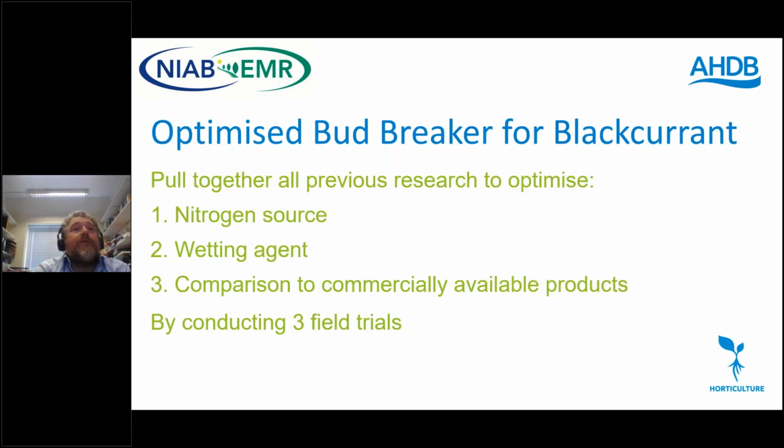Well, that's where we got to, and it was the last point we were still working on when the trial came to an end. So the aim of what I've been doing is to pull together all of that information to get a final optimized bud breaker for blackcurrant. To do this, we were looking at 3 trials. The first, looking at the nitrogen source that was in the bud breaker. The second, looking at the wetting agent. And then the third, to compare the bud breaker we've developed with the products that are commercially available, not only in the UK, but across Europe.